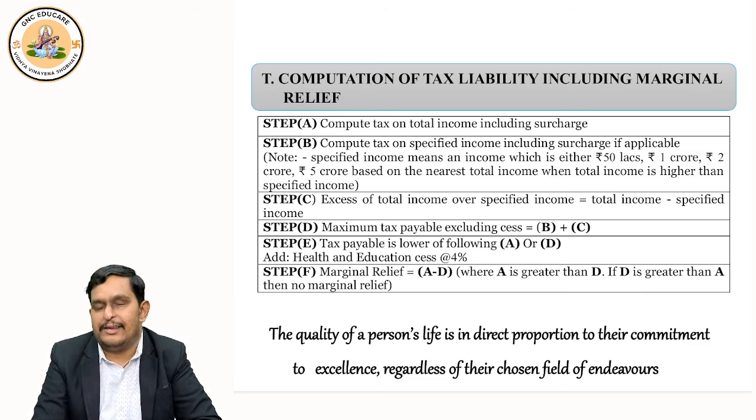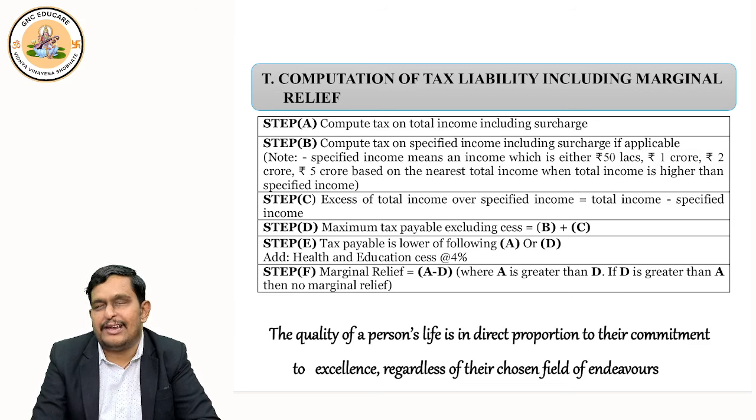Now what is step E? Step E is your final tax. How will we get it? A or D, whichever is lower. How much is your final tax? You will pay either A or D, whichever is lower. And once you get this lower of the two, step A or D, add health and education cess and complete it. Step A or D, whichever is lower, then add health and education cess and complete the tax computation.